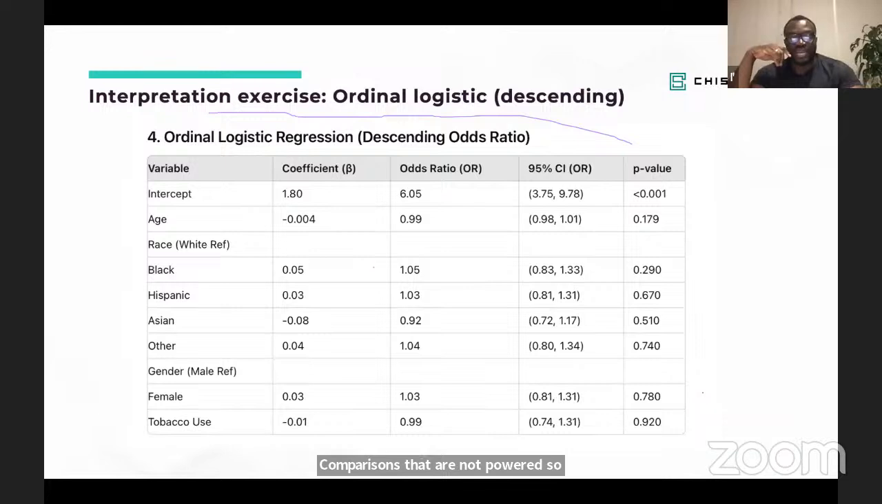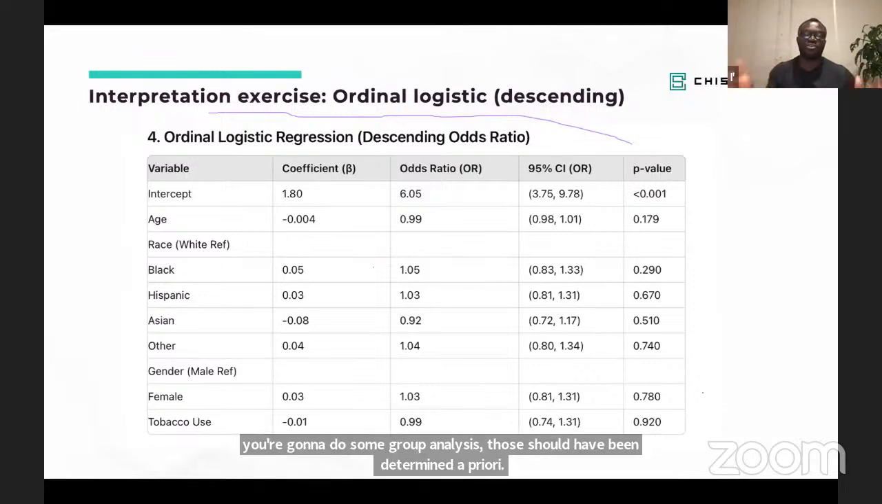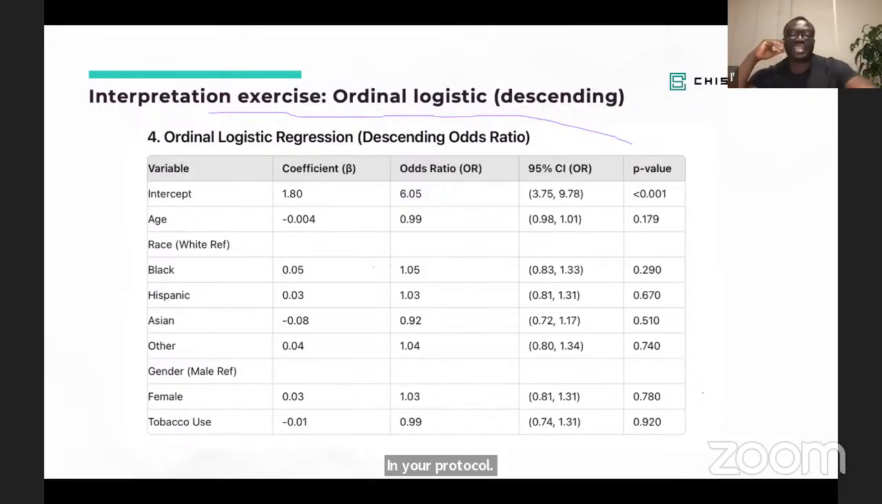If you're going to do subgroup analysis, those should have been determined a priori in your protocol. It's not that you go on the fly and say, the main analysis is not even significant, so I now want to fish for a p-value. I'm just going to start doing all this subgroup analysis until I find the one that is significant. That is very immoral. That should not be done.